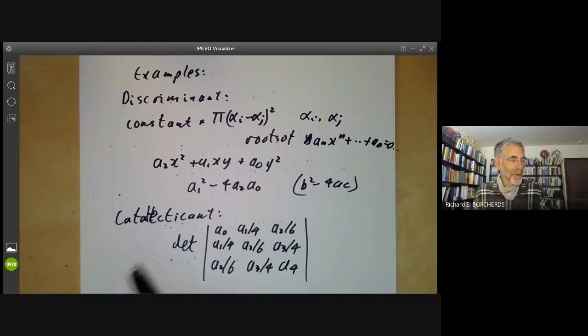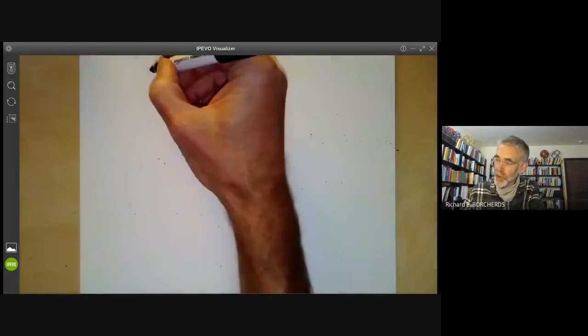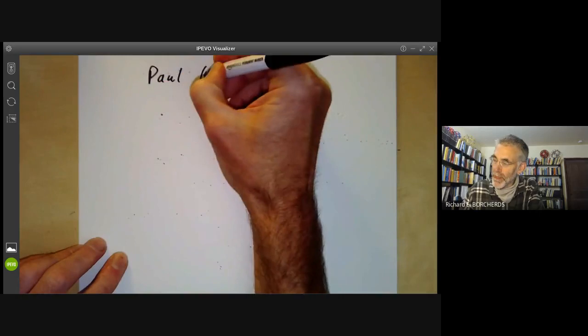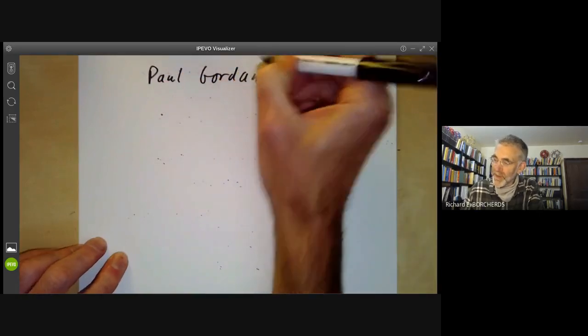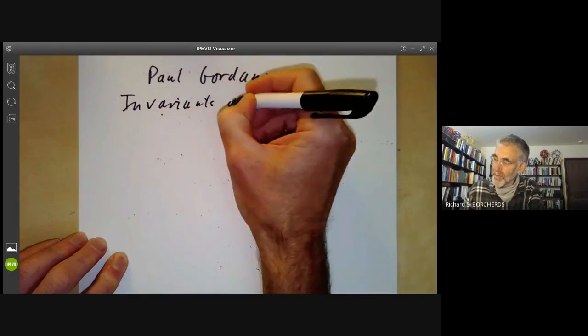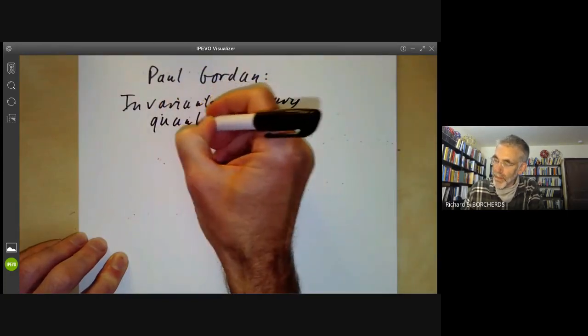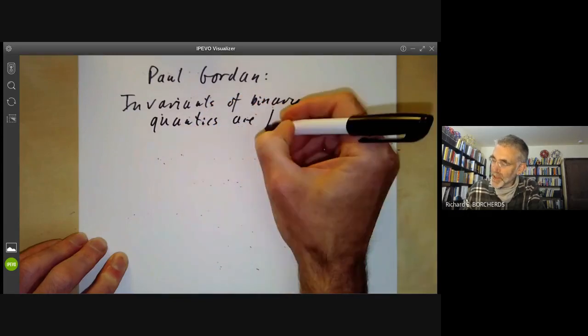So the basic problem of invariant theory for binary quantics is to show that you can find a finite number of invariants such that all other invariants are polynomials in these. And this was solved by Paul Gordan. So he showed the invariants of binary quantics are finitely generated.